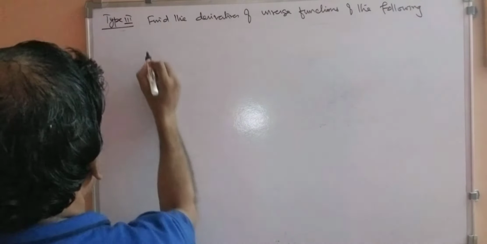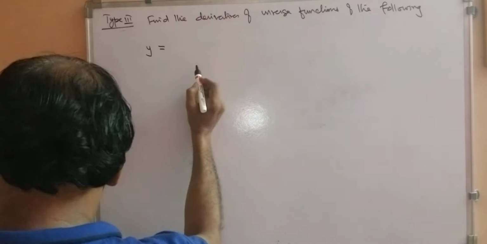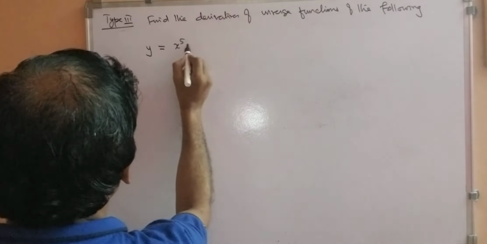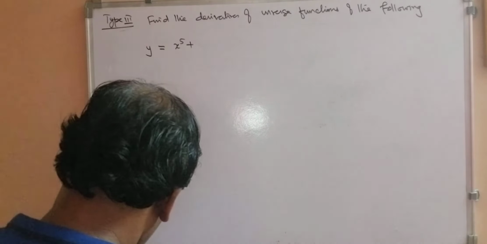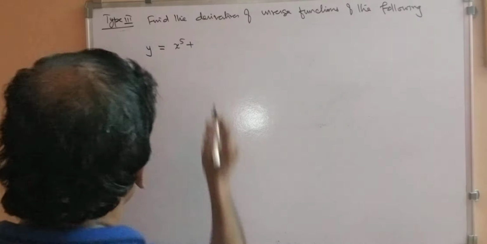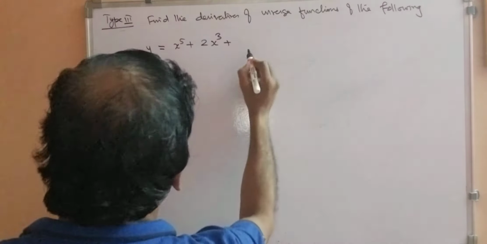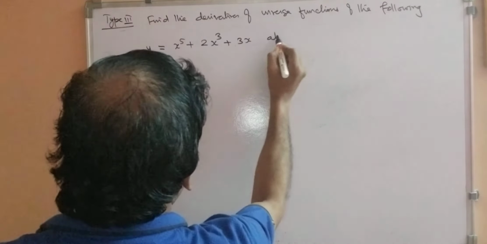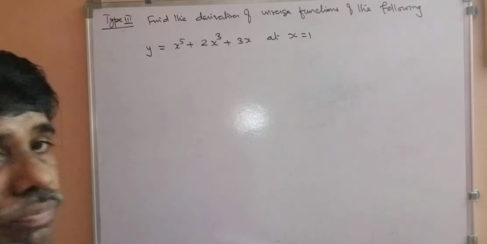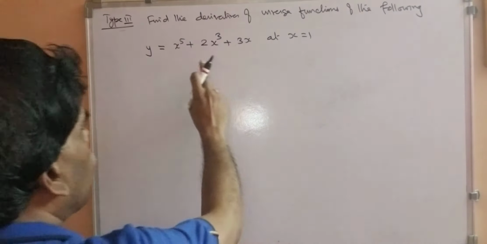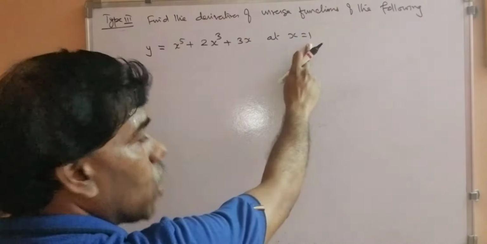First sum we will do: y equal to x to the power 5 plus 2x cube plus 3x at x equal to 1. This is same as the previous sum only. Only thing we have to find out finally is the derivative at x equal to 1.